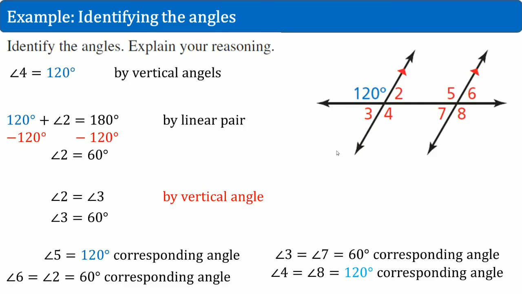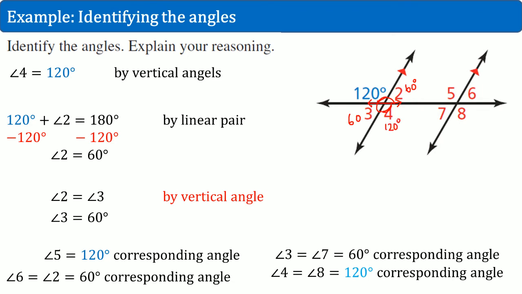This is a typical problem that we use to identify vertical angles, to identify pairs. So angle 4 here is 120 degrees. Why? Because of vertical angles. If this is 120, this also has to be 120. We could do some linear pairs to solve for angle 2, which is the problem here. We said that 120 plus angle 2 has to be 180, and if we do that algebra, angle 2 has to be 60. Since this is 60 degrees, we know that angle 3 also has to be 60 degrees because of vertical angles.